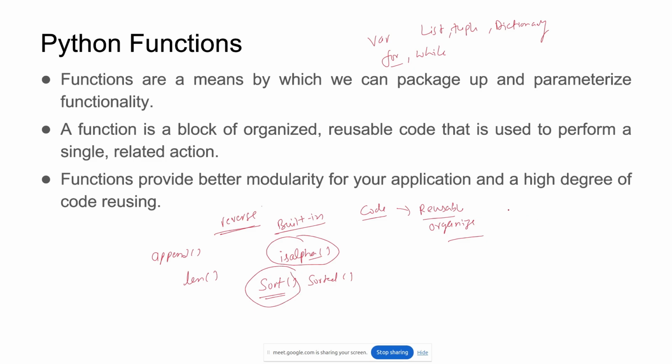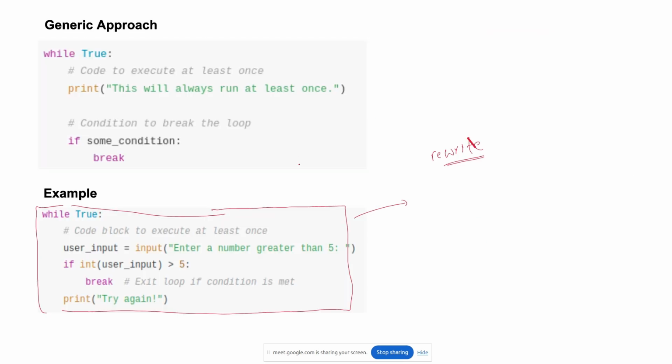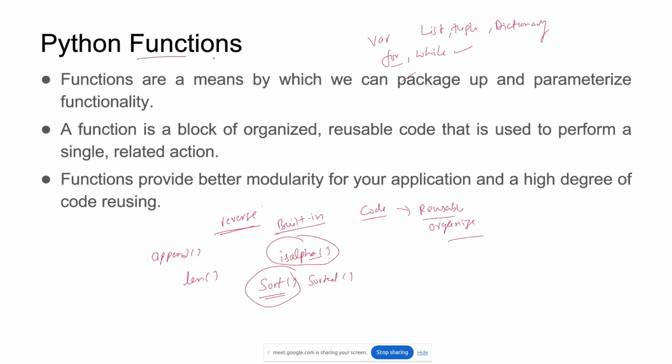But our code, whatever you have written till now using while and for loops, you can't reuse it. For reusing, you need to write it in the form of functions. So you write your code into a function and then you can reuse it easily. Functions are means by which we can package up things and parameterize the functionality.